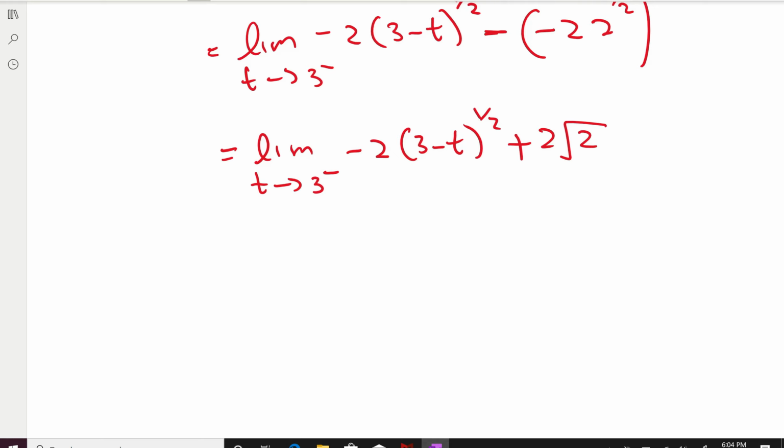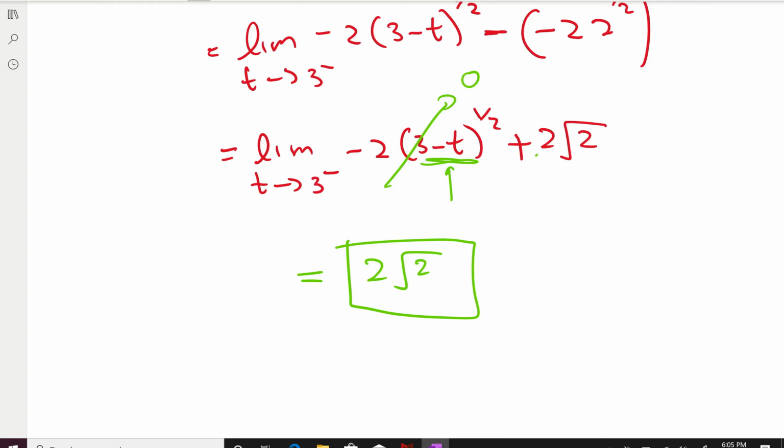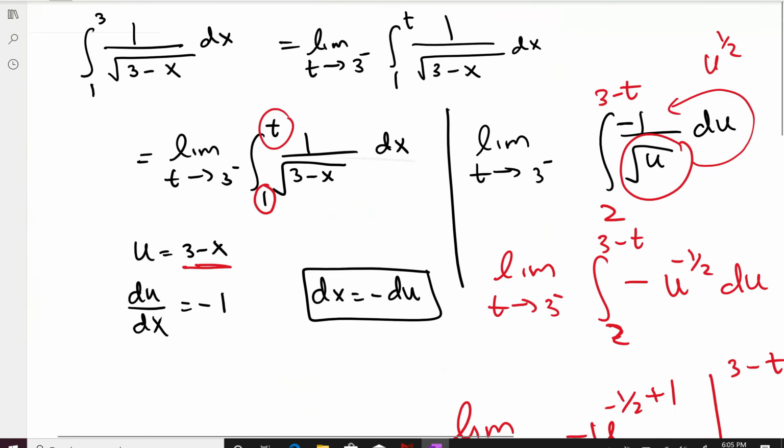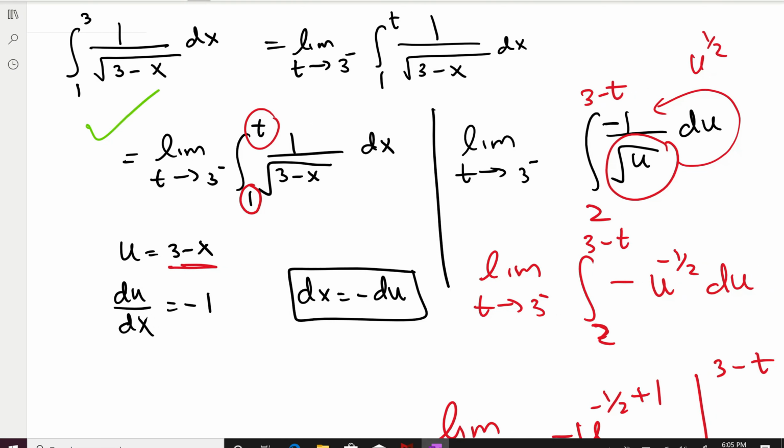Well, when t gets closer to 3 from the left hand side, okay, this is going to get smaller, right. 3 minus a number extremely close to 3, the difference is getting smaller and smaller, right. So, this approaches 0. So, the limit is going to be 0 times negative 2 is 0, 0 plus 2 times square root 2 is 2 times square root 2, and again the limit is finite, and hence this is a convergent integral again.